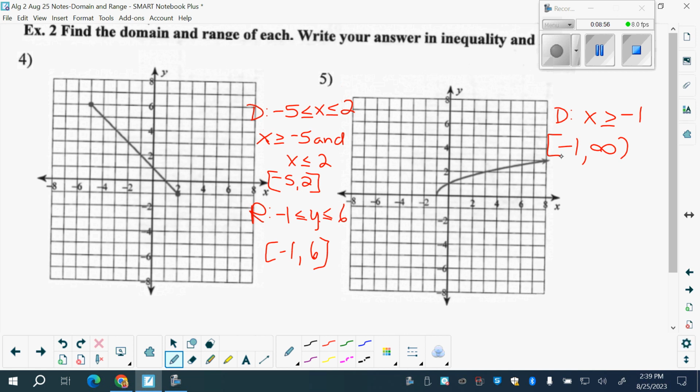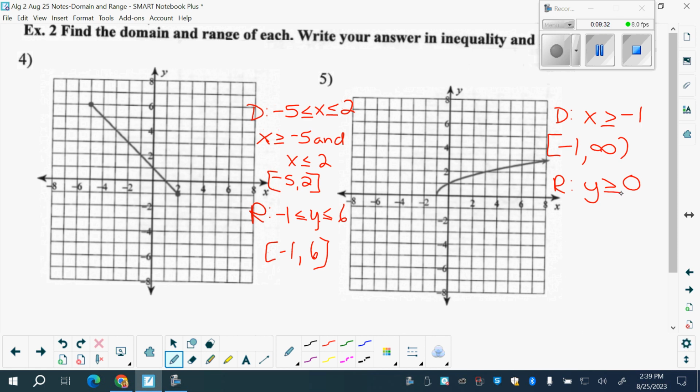So, range. Range is up and down. Jack, can you tell us what the range is? And 0. Okay, and what about 0? That's range. So is our y value just equal to 0, or no? No, it's y is greater than 0. Good. And is it greater than or equal to, or just greater than? Greater than and equal to.